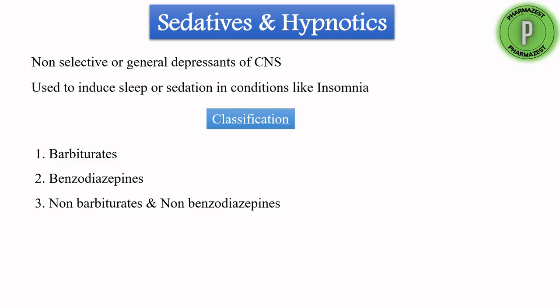So, what are sedatives and hypnotics? They are non-selective or general depressants of the central nervous system. So, they depress the central nervous system. This is used in conditions where it is required to induce sleep or sedation. For example, in diseases like insomnia, where the patient is unable to sleep, we use these drugs, sedatives and hypnotics. And also we use these drugs in withdrawal symptoms.